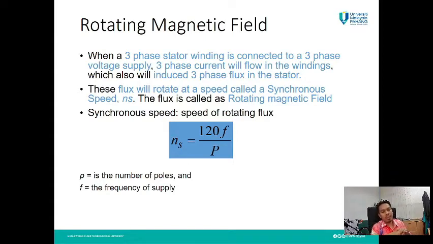The rotating magnetic field or rotating flux in the stator is equal to the synchronous speed. So Ns refers to the rotating magnetic field in the stator. The formula is Ns equal to 120 times frequency over P, where P is the number of poles.